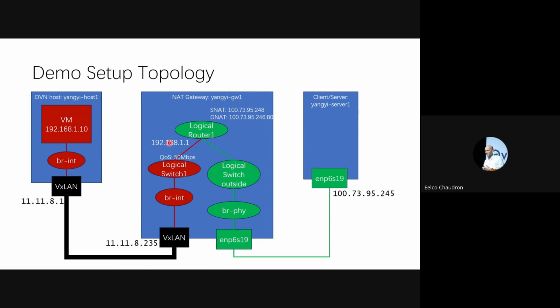192.168.1.0 by VXLAN tunnel. VXLAN local IP and the remote IP are in subnet 11.11.8.0, net mask is 24.